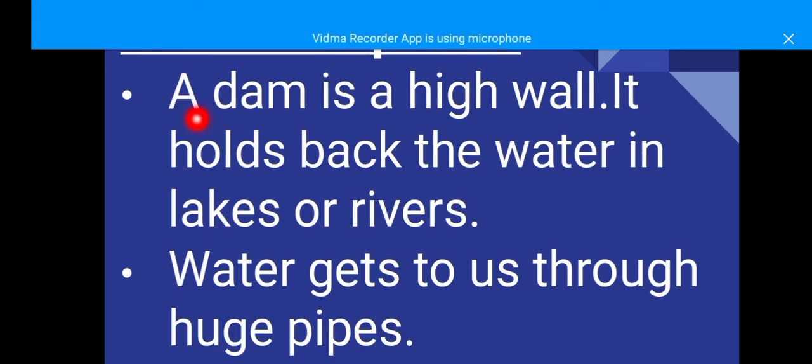What is a dam? A dam is a high wall. It holds back the water in lakes or rivers. We have discussed this in detail also, but please keep this point in your mind, and it is very important: what is a dam? A dam is a high wall that holds back the water in the lakes or in the rivers. Next, water gets to us through huge pipes: from these streams or from the dams, the water comes into our homes through huge pipes.